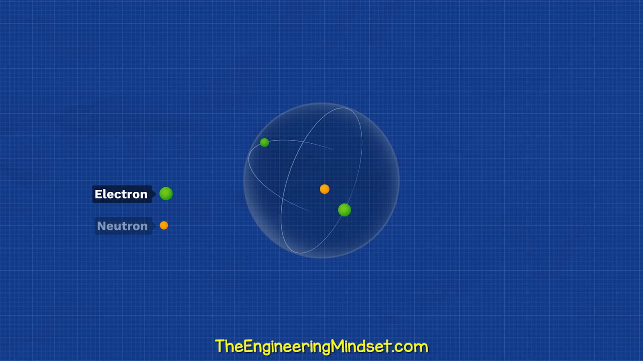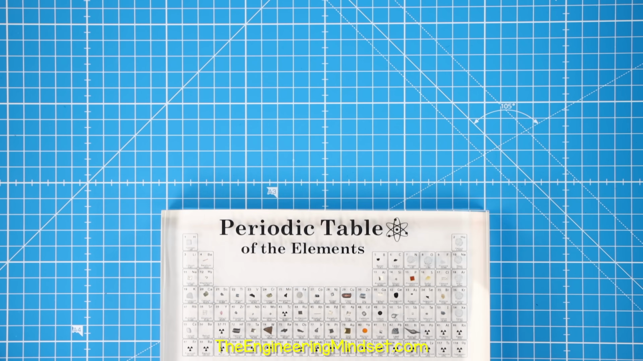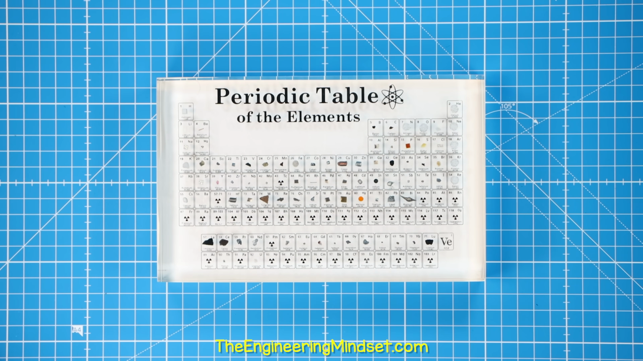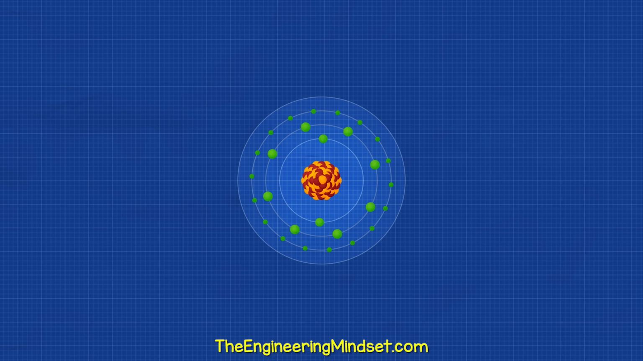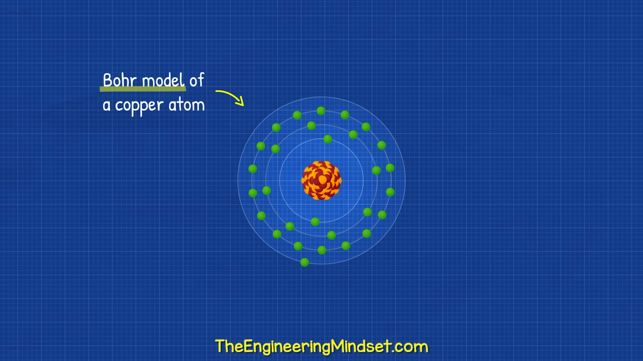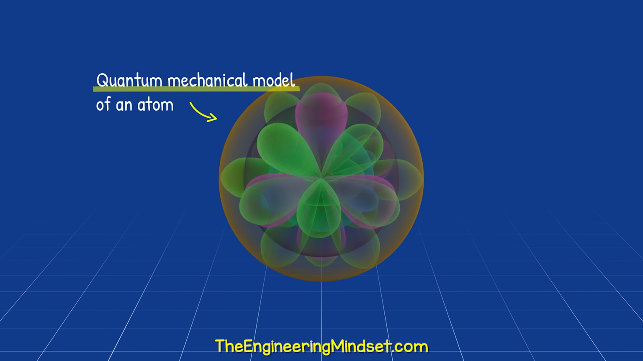An atom is just a collection of 3 particles, the electron, neutron, and proton. Different elements have different numbers of these particles. These elements are listed in the periodic table, and here we can see copper. I'm going to use the Bohr model to illustrate the atom, but some of you will be familiar with the more accurate quantum mechanics model of an atom.